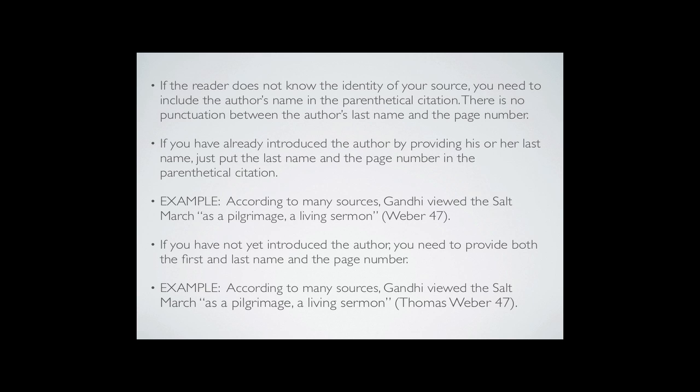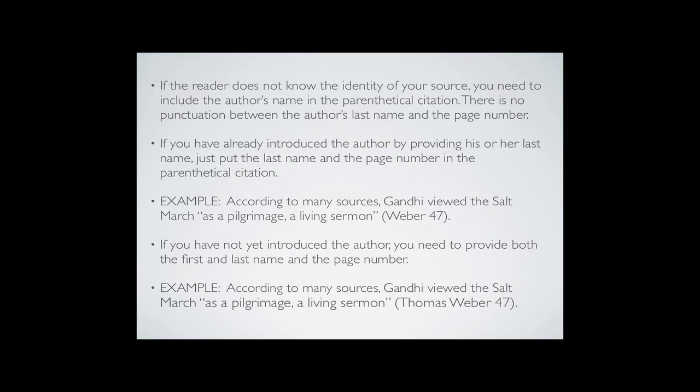If the reader does not know the identity of your source, you need to include the author's name in the parenthetical citation. There is no punctuation between the author's last name and the page number. So you should definitely be writing this stuff down. So if you've already introduced the author by providing his or her last name, just put the last name and the page number in the parenthetical citation.